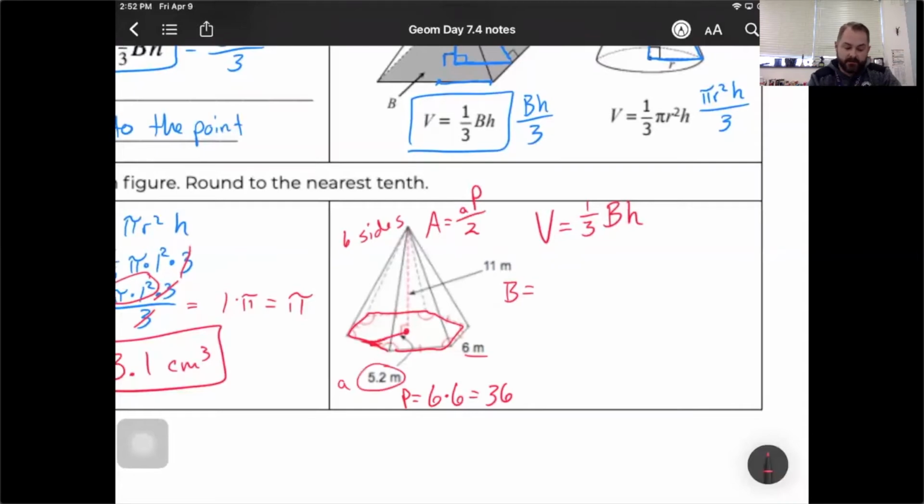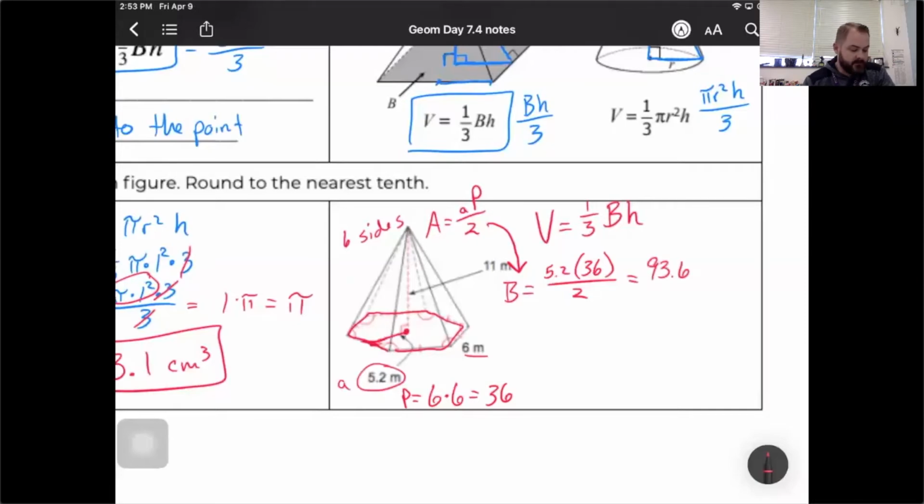So my base area, B, capital B, is the apothem, 5.2, times my perimeter of 36, all over 2. When I simplify that, when I do that calculation, I get that base area is 930, or sorry, not 900. Look, I missed the decimal.